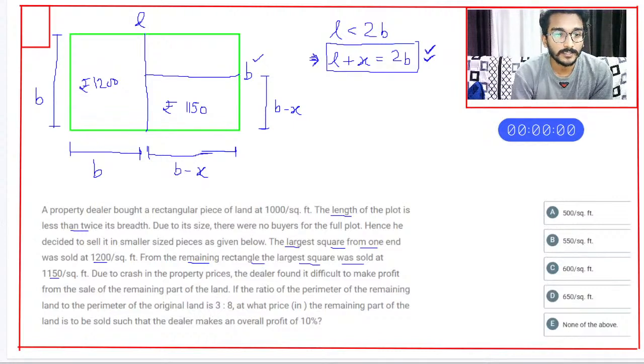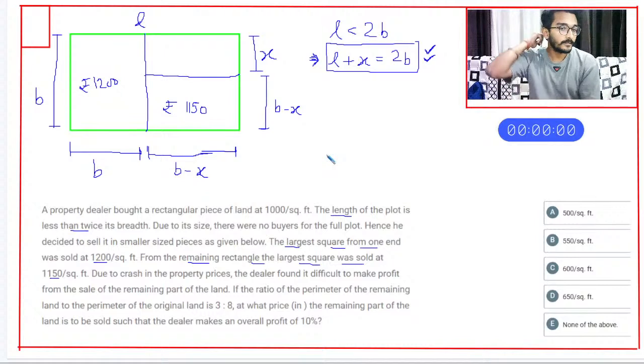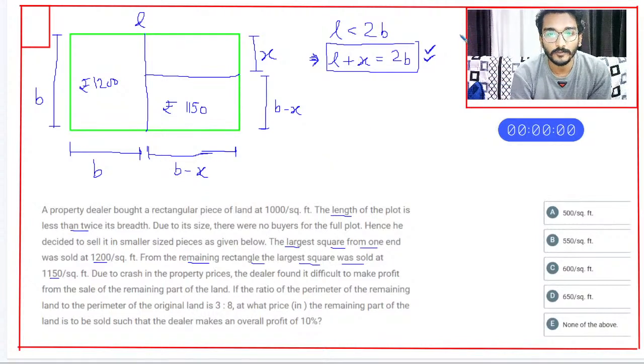So the remaining dimension is how much? This is total of B and will remain X. So everything is balanced. Okay, we have balanced everything and we know what is X. X is twice of breadth minus length. That is the X value.